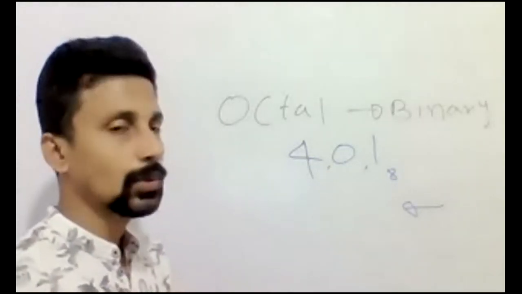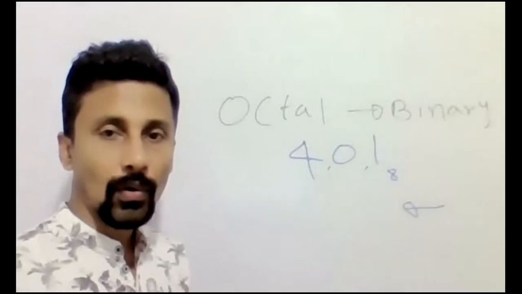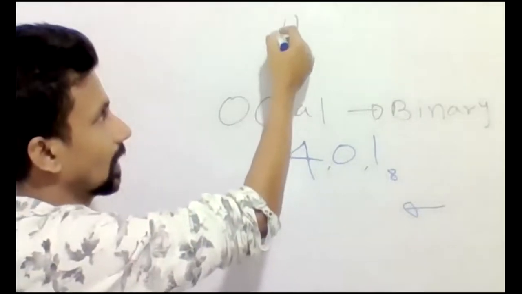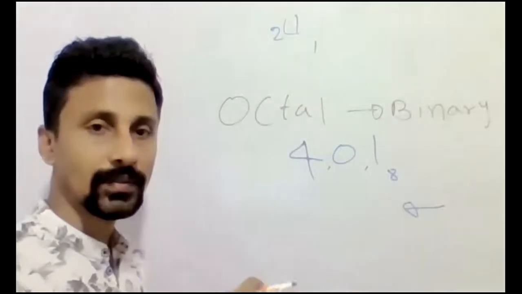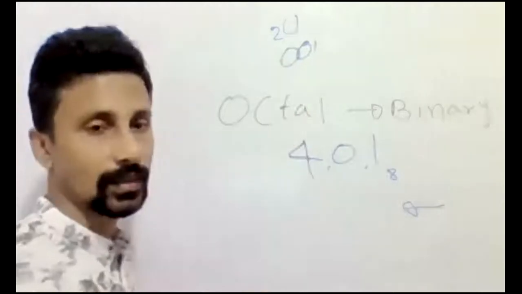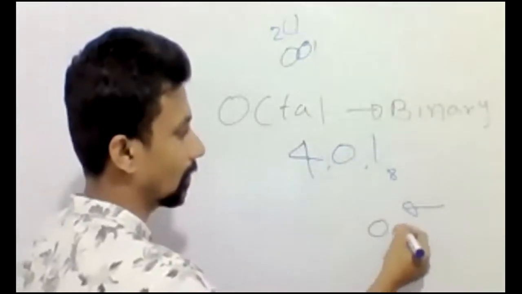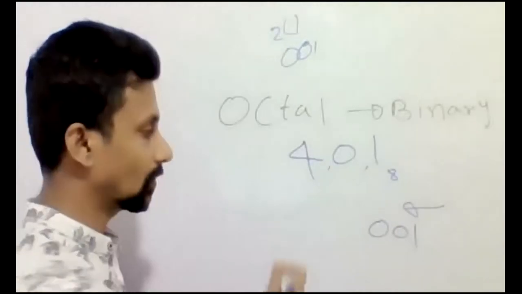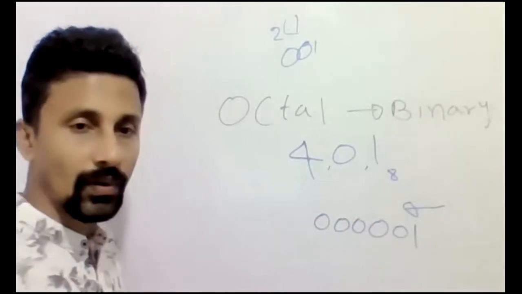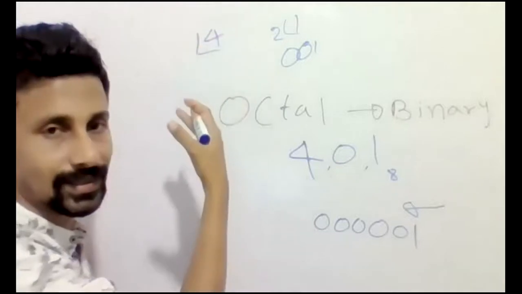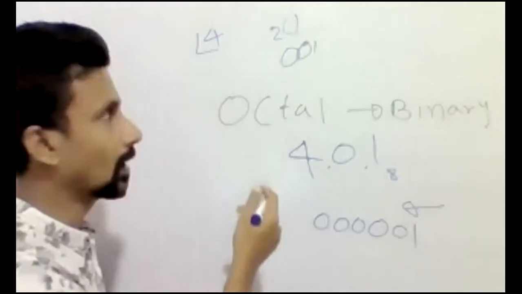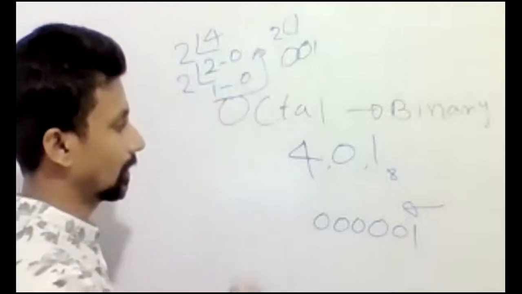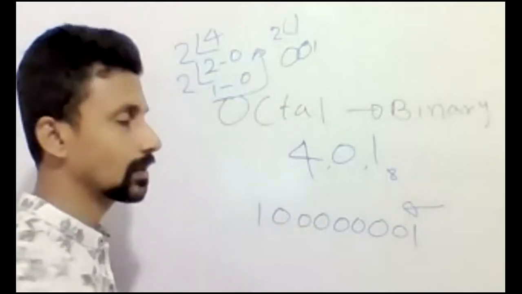Now each digit you have to represent with 3 binary digits. So 1 you can tell now. 1 means you can't divide by 2, so 1 is the same 1. But you have to represent with 3 digits, so you have to put zeros in front. So I can write 0, 0, 1. Then 0, how to represent? 0 you have to represent with 3 zeros. 4 you can divide if you want. We have already discussed how to convert decimal to binary. So 1, 0, 0. So this is your answer.